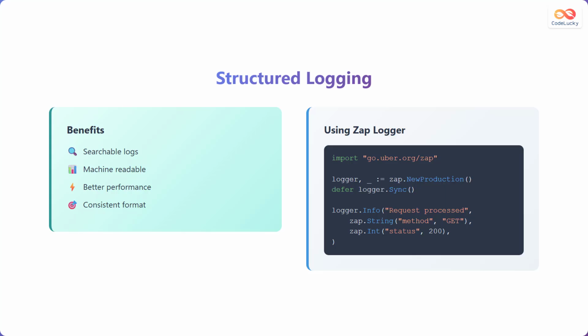The example shows Zap, one of the most popular structured logging libraries for Go. We import the Zap package and create a production logger with sensible defaults. The defer statement ensures we flush any buffered logs before the application exits. When logging, we use structured fields like string for text values and int for numeric values. This creates JSON-formatted logs that can be easily ingested by log aggregation systems like Elasticsearch or Splunk.